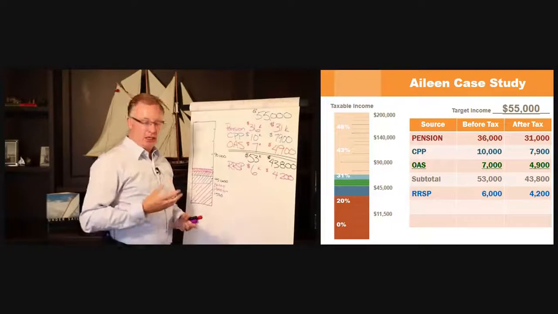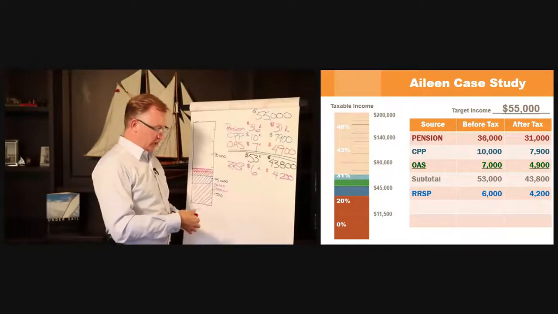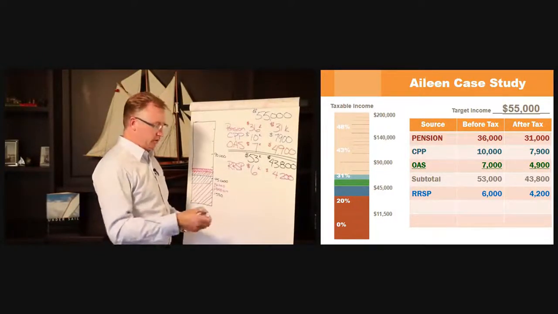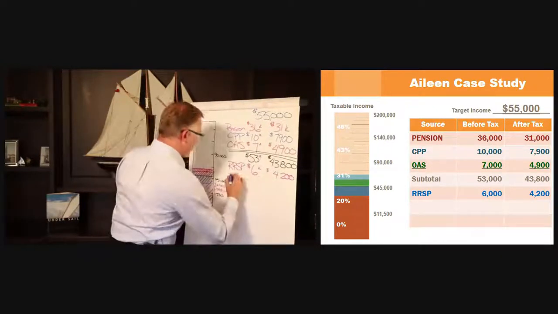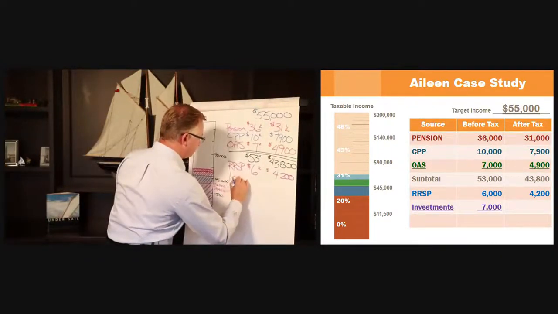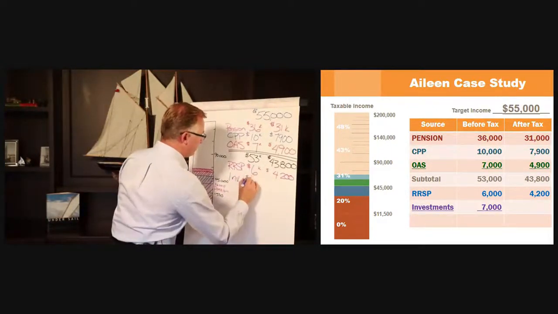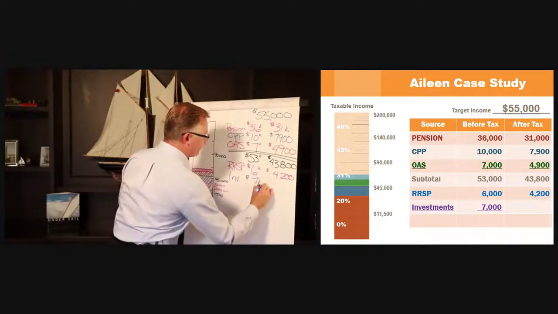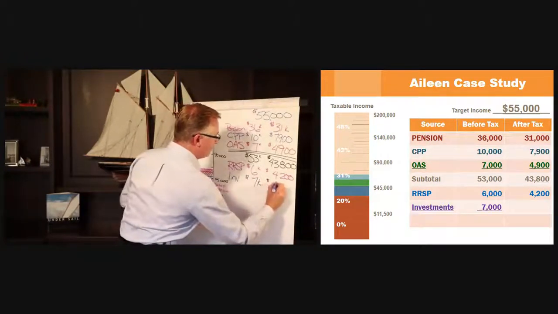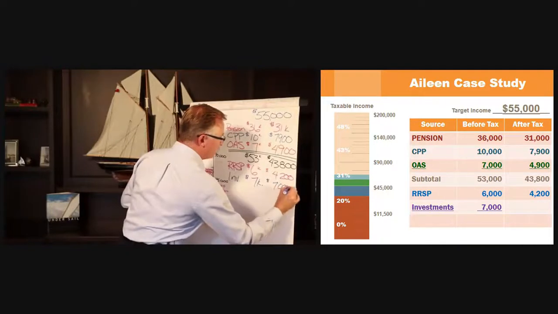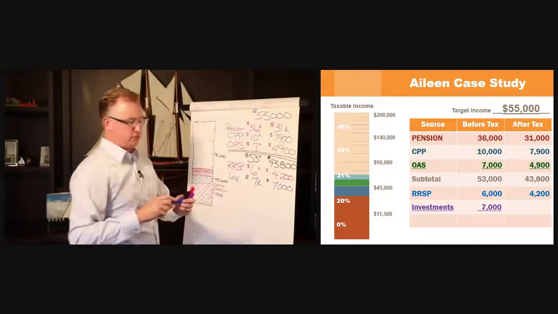But for today, I want you to look at it and say, okay, she's going to have some investment income. Let's go back to blue here. She's going to have investment income, money from her investment account, and it's going to be about $7,000 a year. And that's basically taxes paid. So she's going to have the full $7,000.